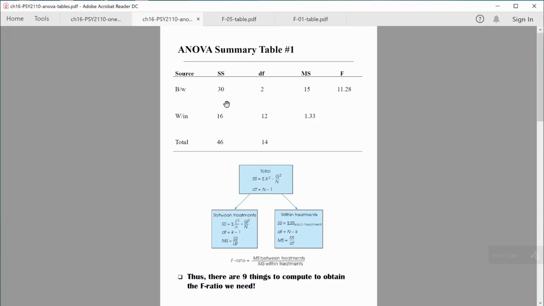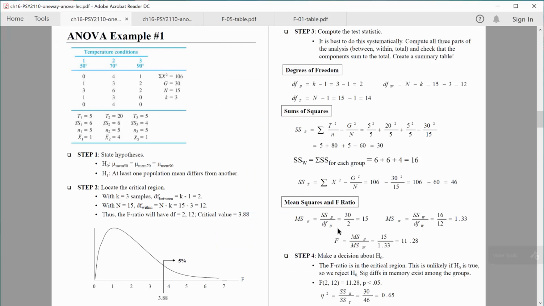Now, when it comes to all the things we need to compute before we get that F ratio, this stuff is all done, and all that's left is based on things that are already in this table. So to compute the mean square between groups, in other words, variance between groups, we'll take sum of squares between groups and divide by degrees of freedom between groups. So 30 divided by 2 is 15. So that's easy enough to see, and I've got that worked out right here. 30 divided by 2 is 15, mean square between groups.